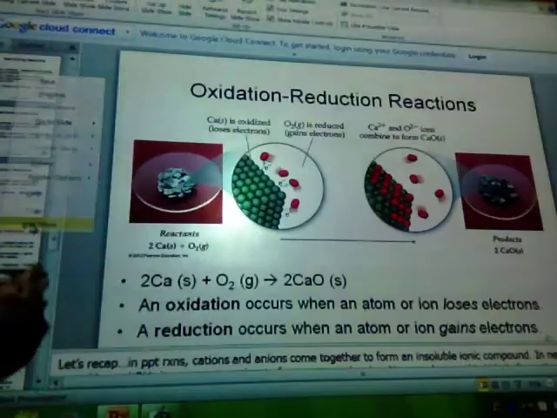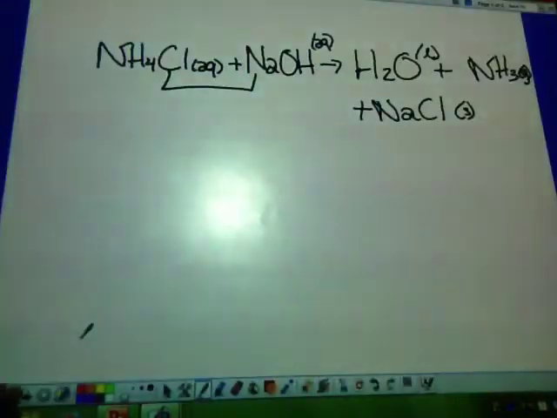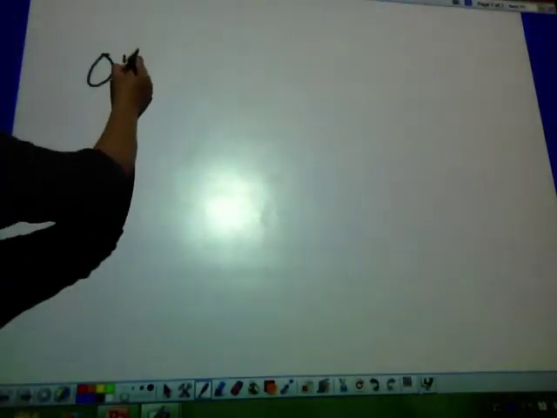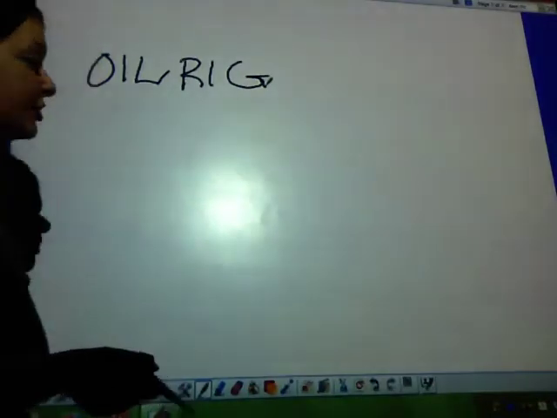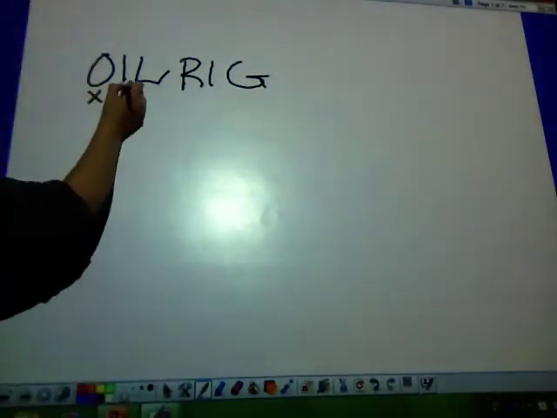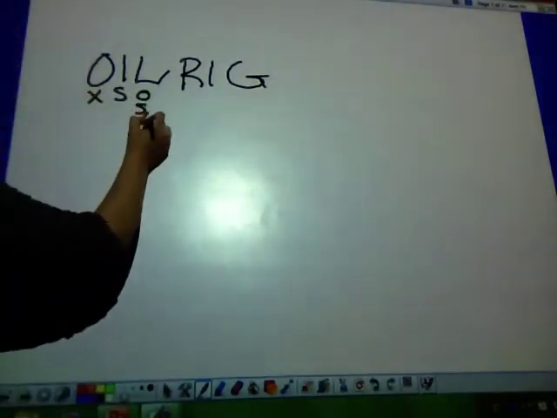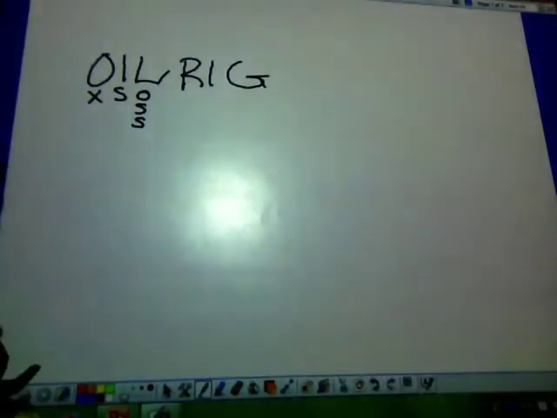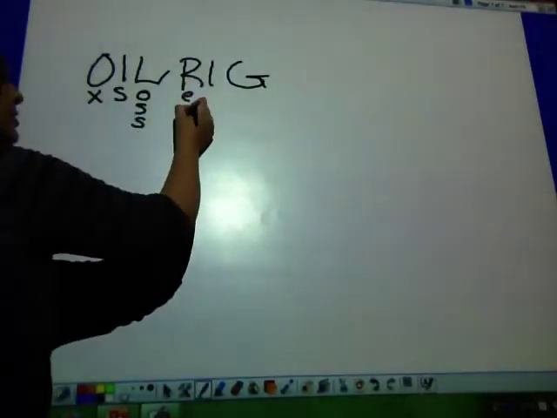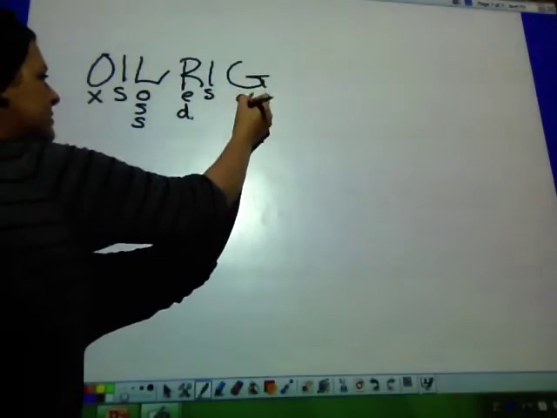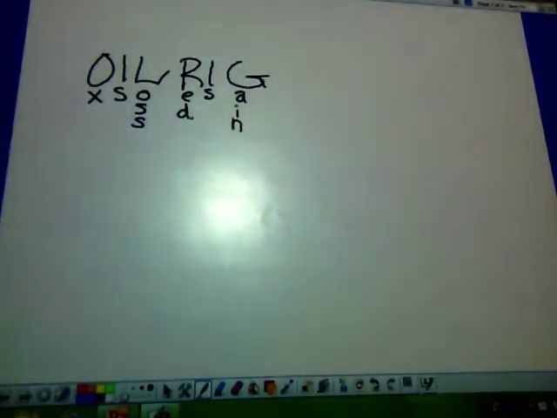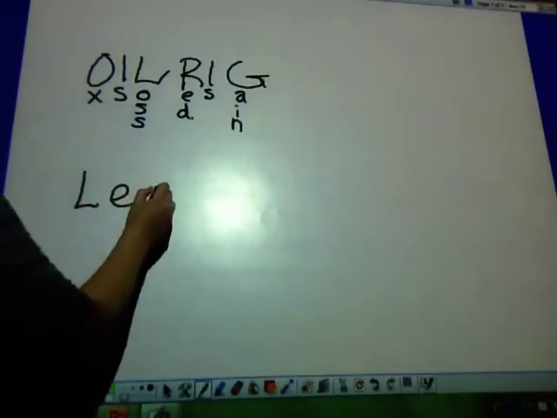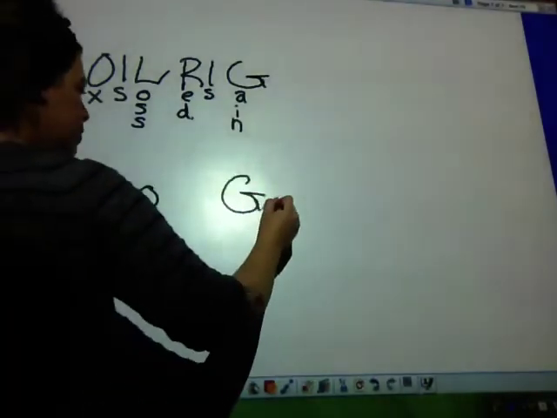So let's go through. OIL RIG was a way to remember oxidation and reduction. Oxidation is loss. In oxidation, we're losing electrons, and reduction is gain. So that's one way we can remember. Or we can remember LEO the lion goes GER.